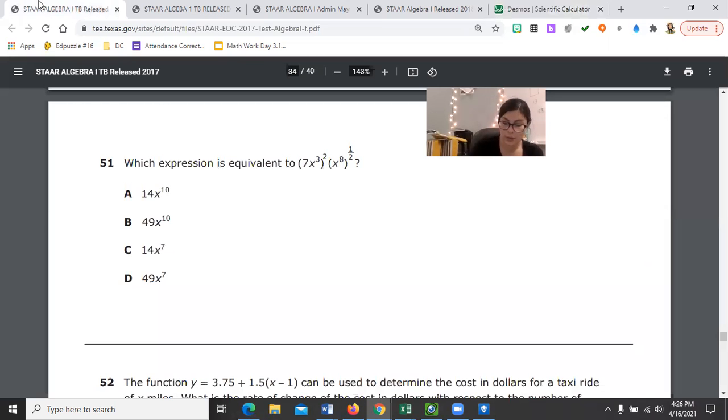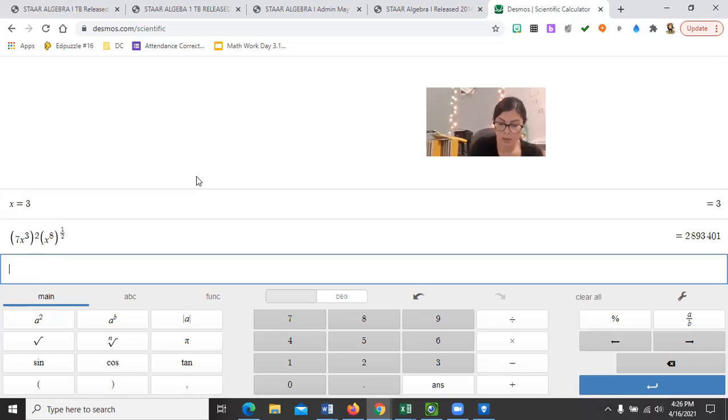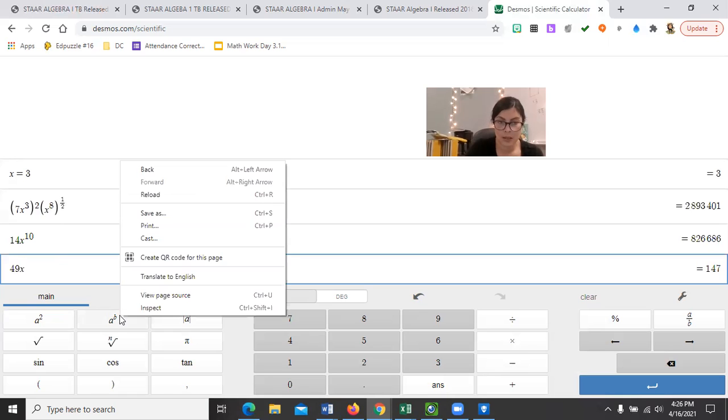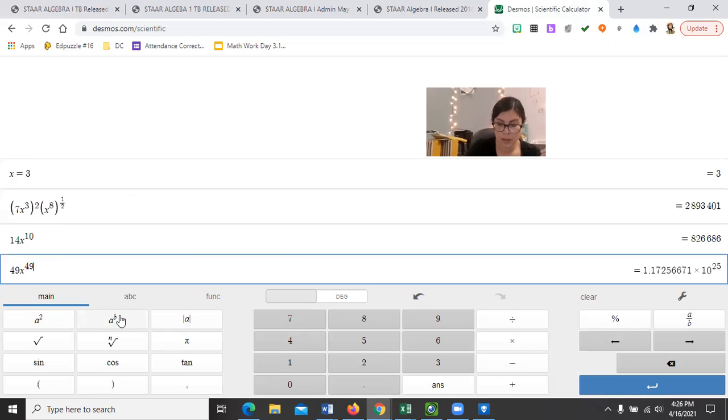So A is 14x to the power 10. Okay, so let me type this in here. It was 14x to the power of 10. Okay, so those are not the same. That's not my answer. Check the next one. To the power of 49. Was it? No, it was 10. Is that my answer? Woohoo! See how they're the same as the one in the question?